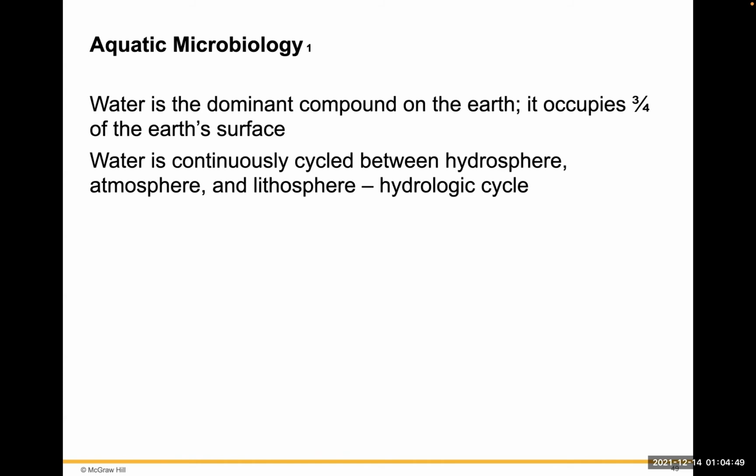Aquatic microbiology. So water is the dominant compound on the earth, occupies 3/4 of the earth's surface. 75% of the earth is water. Water is continuously cycled between the hydrosphere, the atmosphere, and the lithosphere. It's called the hydrologic cycle. Water goes from the soil to the atmosphere, and then back to the water, back to the oceans again.